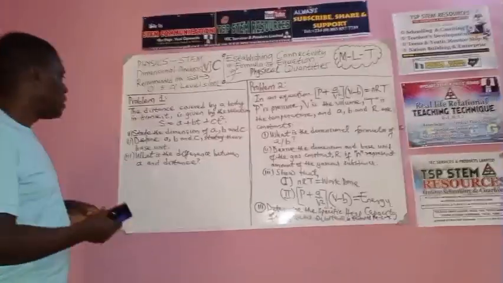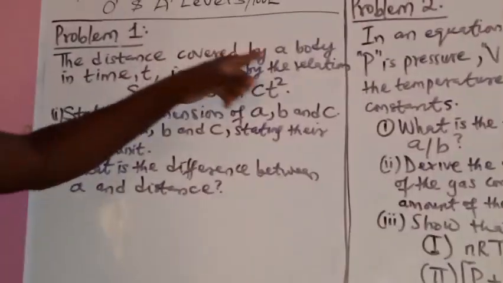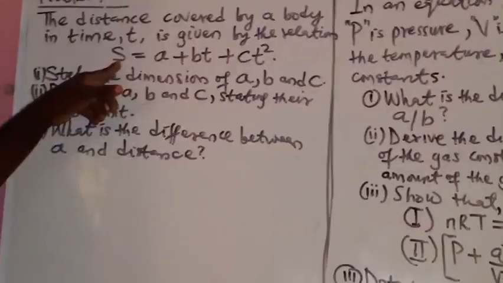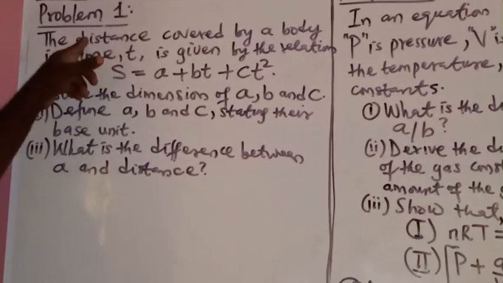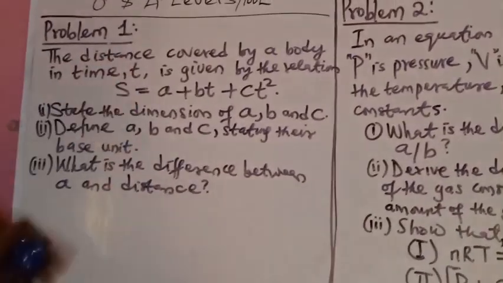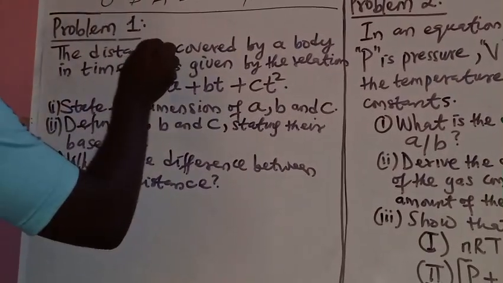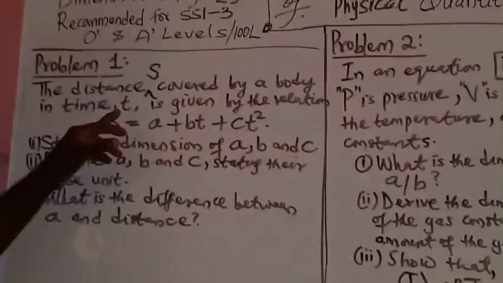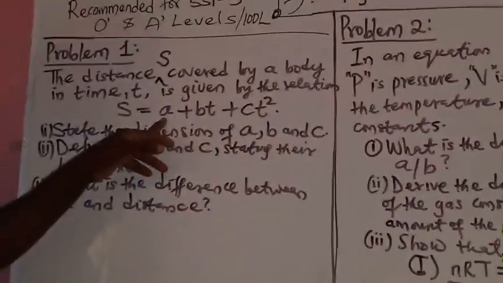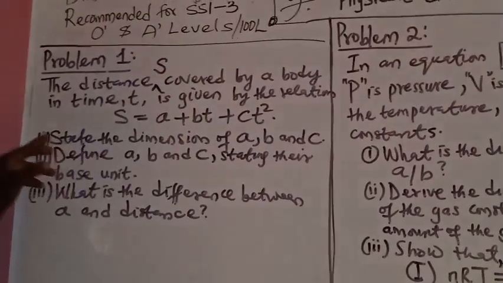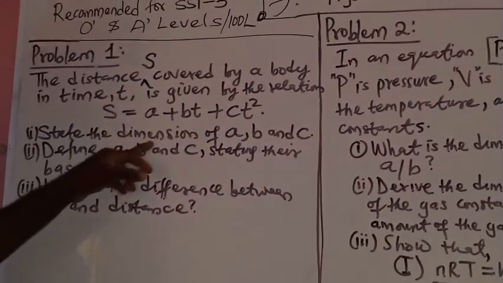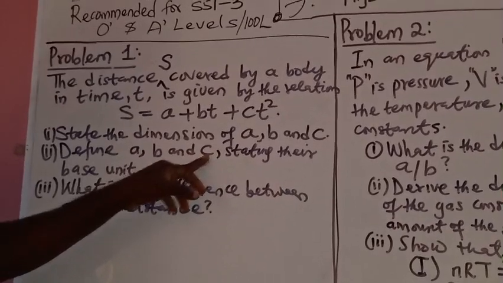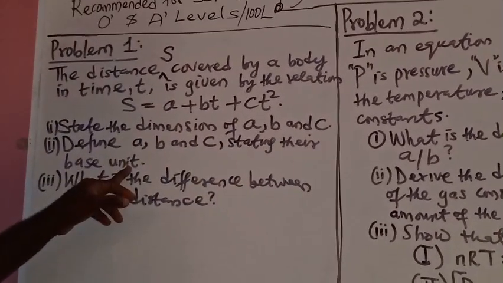Now problem 1 says the distance covered by a body in time t is given by the relation x, which is distance. Take note of that, the distance x, covered by a body in time t is given by the relation x equals a plus bt plus ct squared. Number 1, state the dimensions of A, B, and C. Number 2, define A, B, and C, stating their base units.